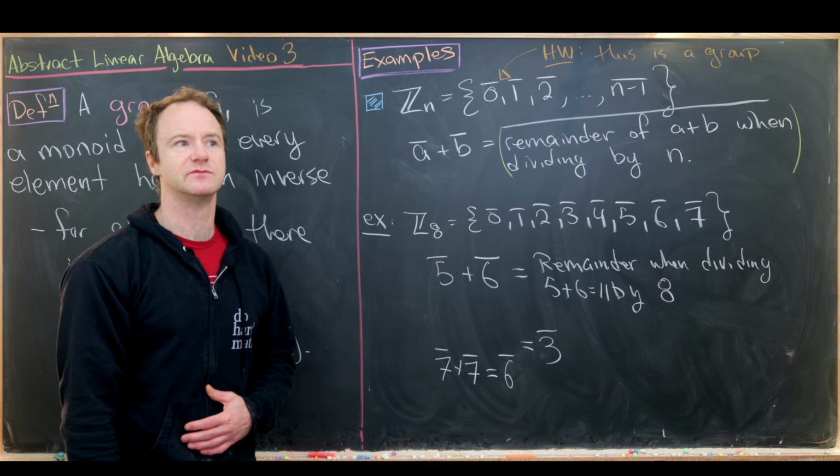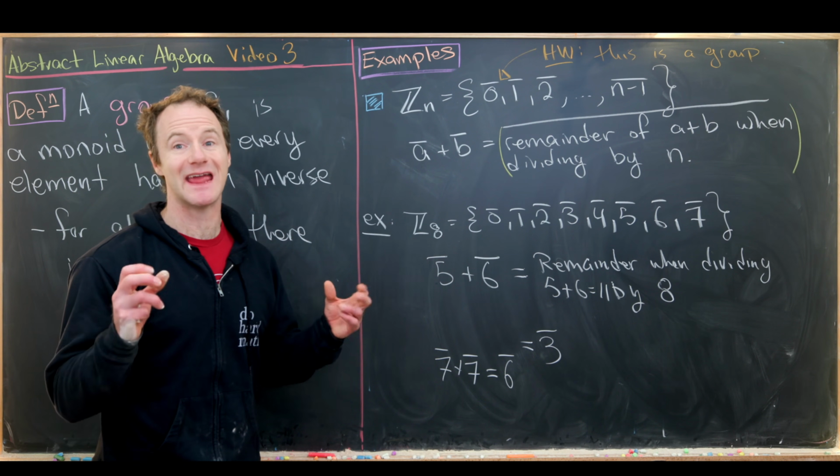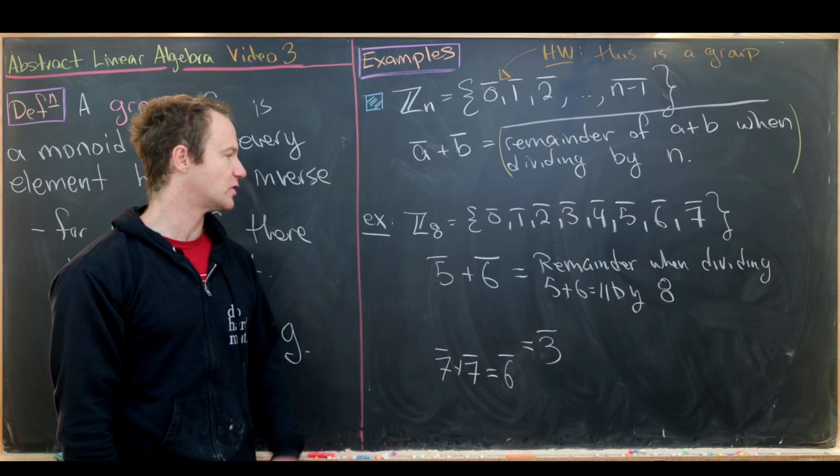So before we move on to some general results, let's look at something called a Cayley table for a group. Maybe we'll use Z5.